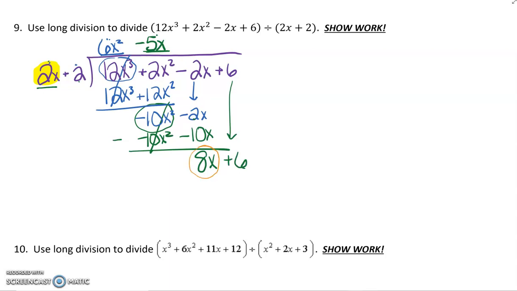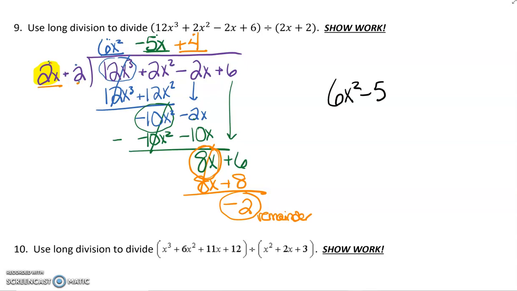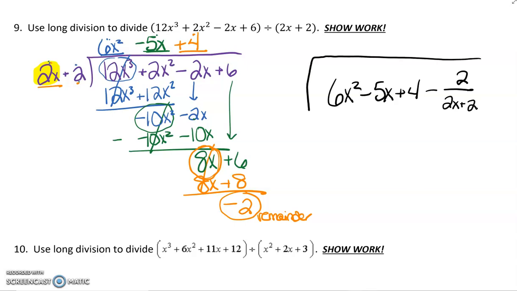Our next and I believe final cycle, 2x times something needs to give us 8x. We already have the x, but we need 2 times 4 to give us that 8. 4 times 2x is 8x. 4 times 2 is 8. And subtract. 6 minus 8 is negative 2. So our remainder is negative 2. Our answer is the stuff up at the top. So we write 6x squared minus 5x plus 4, and then minus 2 over what we originally divided by.